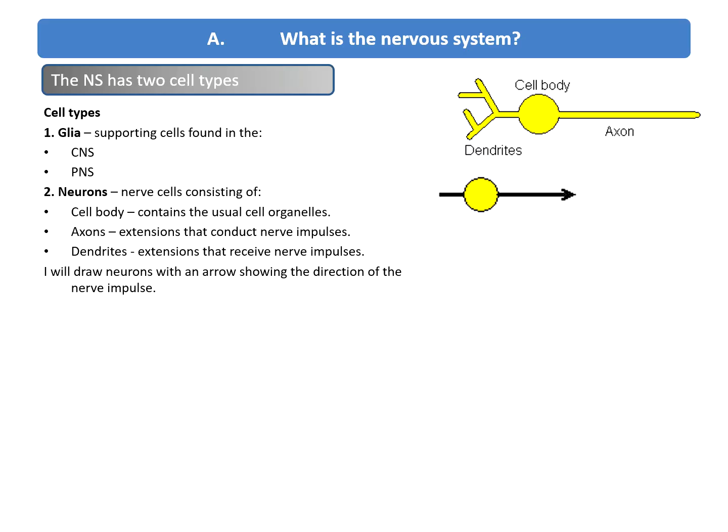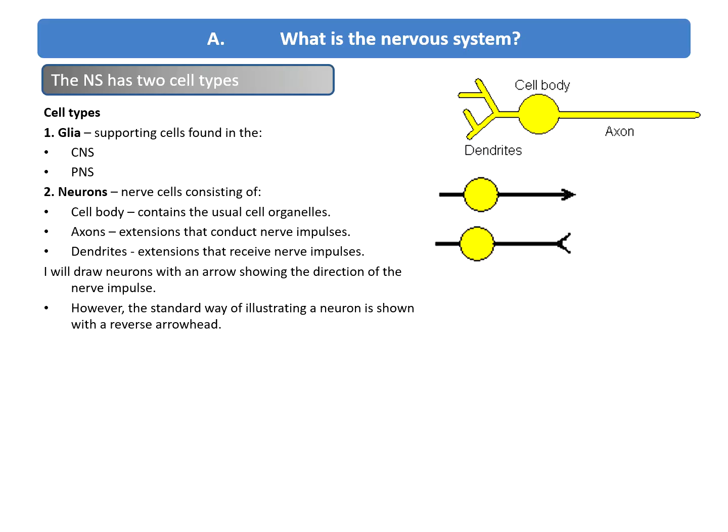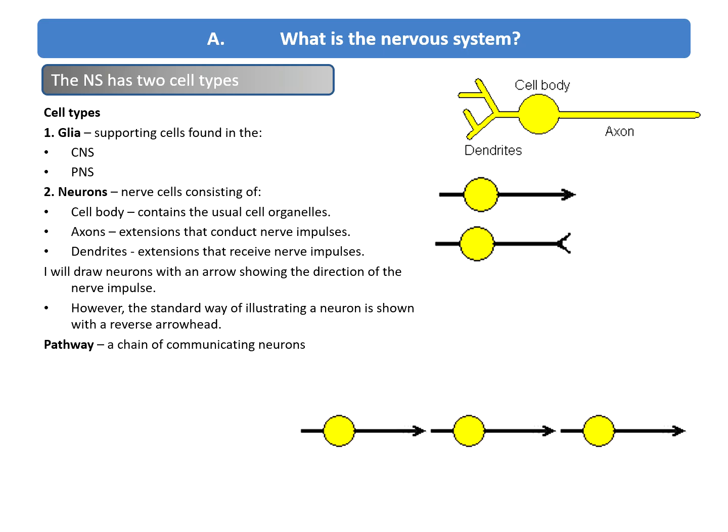I will draw neurons with an arrow showing the direction of the nerve impulse. This is different from the standard way of illustrating a neuron. The standard way is to use a reverse arrowhead. A pathway, a very important concept, is a chain of communicating neurons, as shown below.